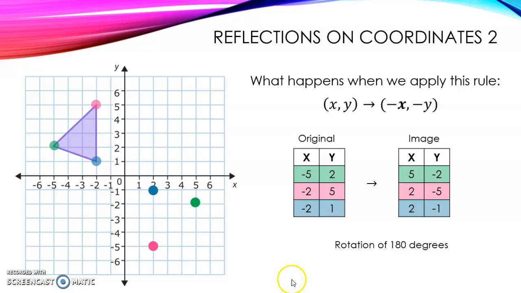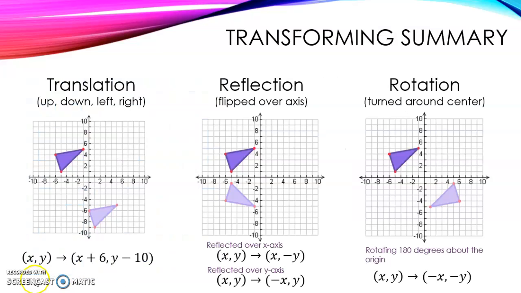So there are a lot of other different types of rotations that can be applied here, but this is all that we are going to be covering in this class. And so a rotation of 180 degrees is going to have the negatives in front of both the x and the y values.